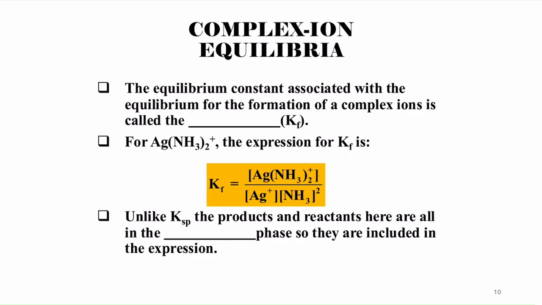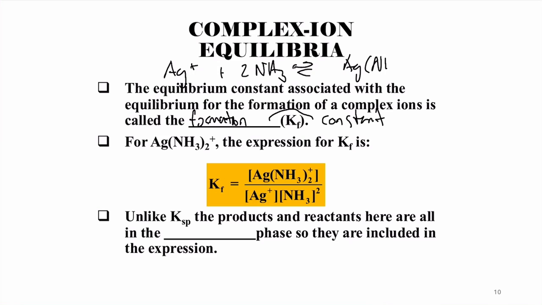And so the equilibrium constant, right? I know we have a lot of K variables. This one is called the equilibrium formation constant. And so if we looked at the previous reaction where we had Ag+ plus 2 NH3 goes to Ag(NH3)2+, right? That was our reaction here.